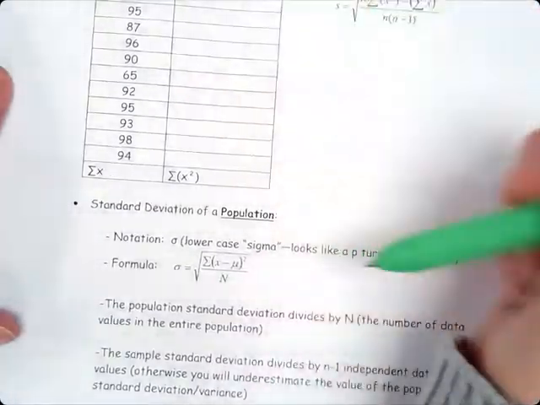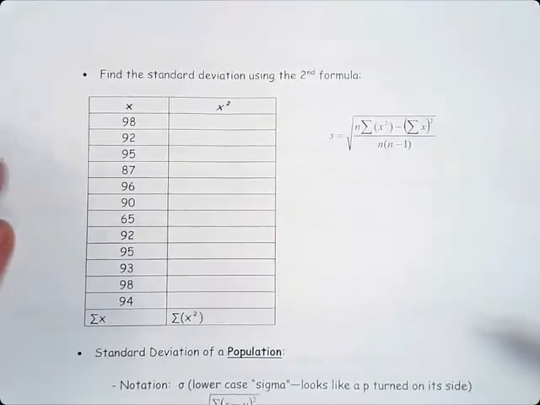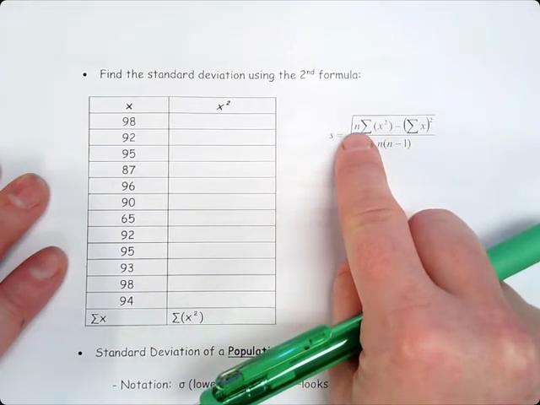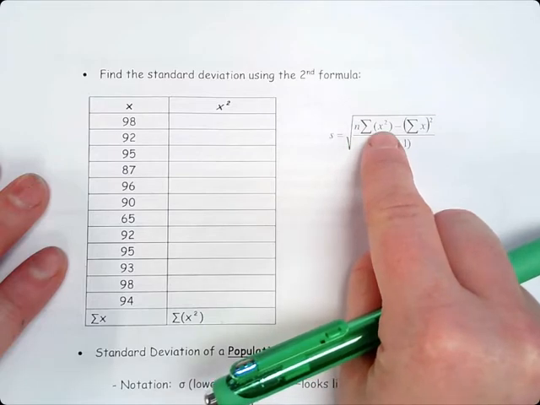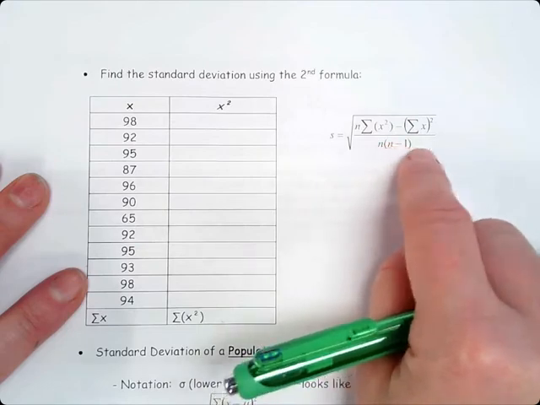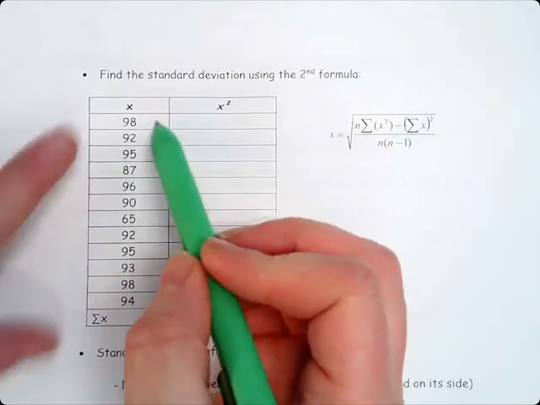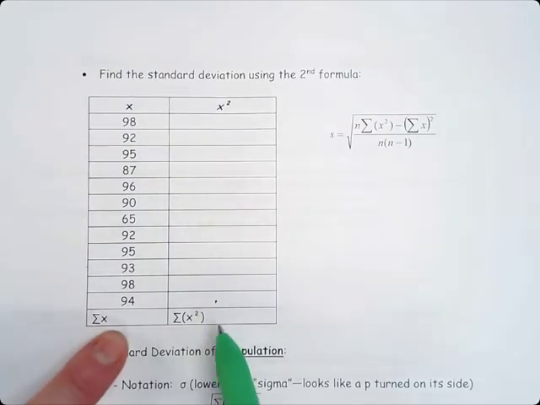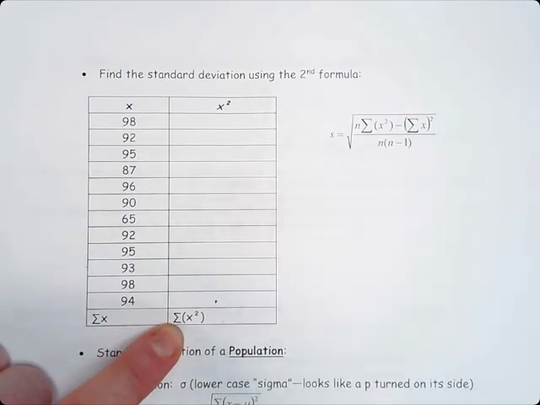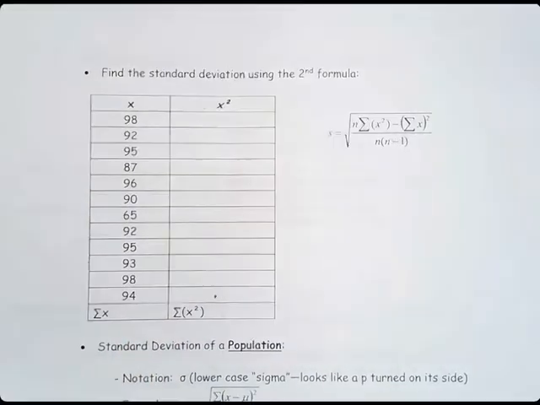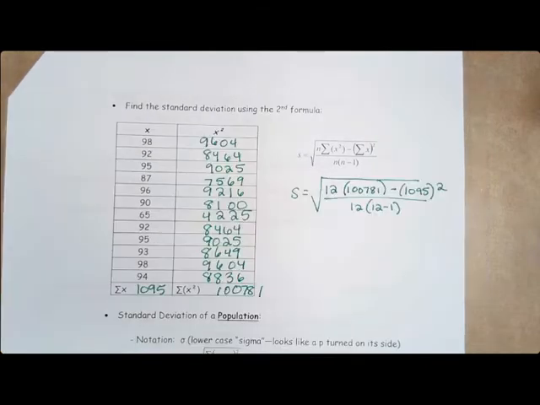Okay, let's use the second formula. This one might be a little easier to do by hand. It's the summation of the x squared minus the sum of the x, squared, divided by n minus 1. So I need to square each one of these and write them here, and then find the sum of the x's and the sum of the x squared. So go ahead and do that. See if we get the same answer.